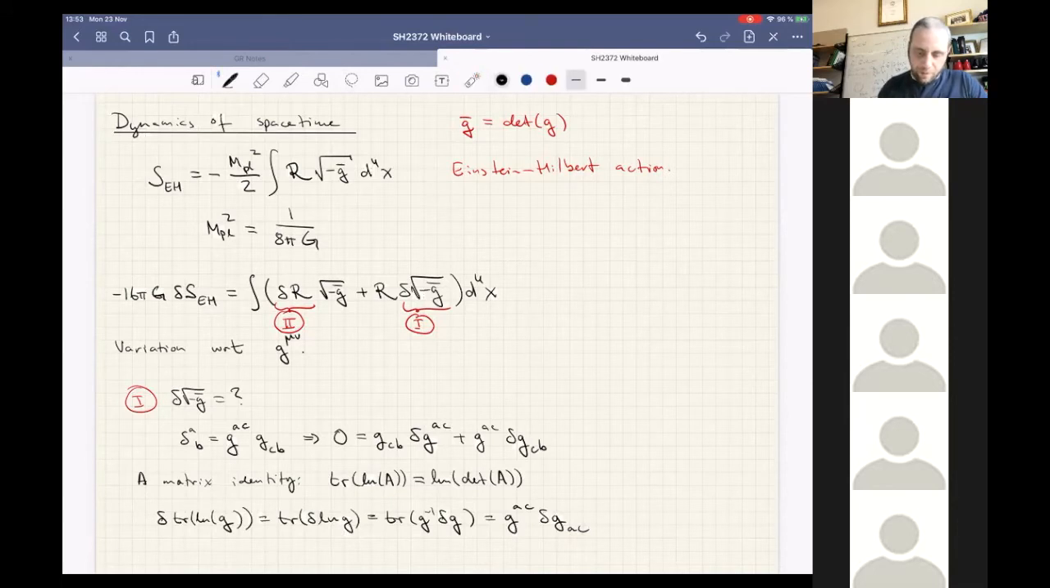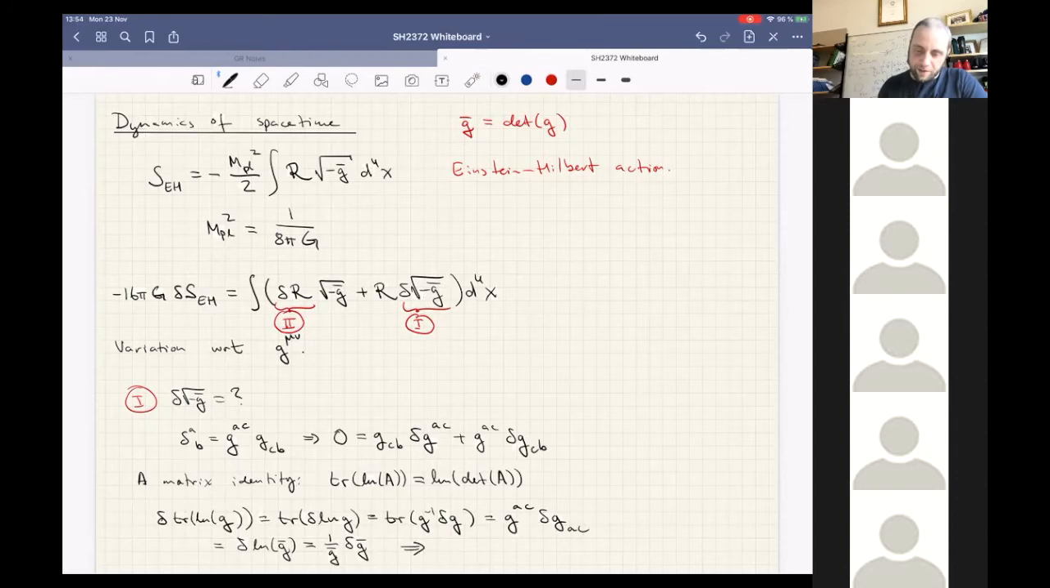So comparing this now to what we had here, we should have here delta of the logarithm of the determinant of G. This is just applying this matrix identity. But the determinant of G here, that's just a function. So we find that this is equal to 1 over the determinant of G times delta G bar.